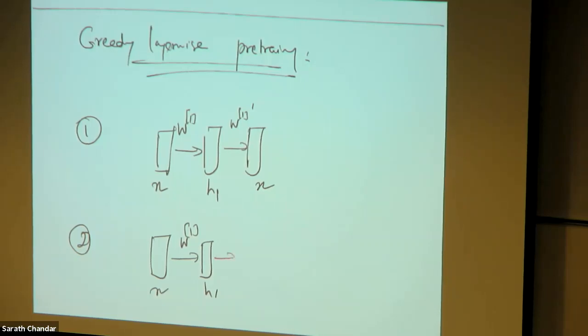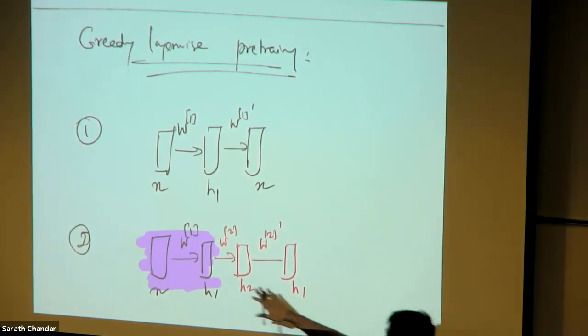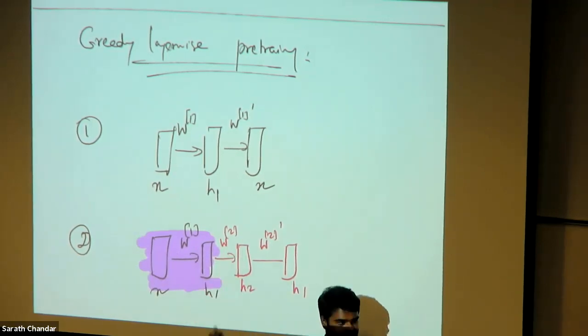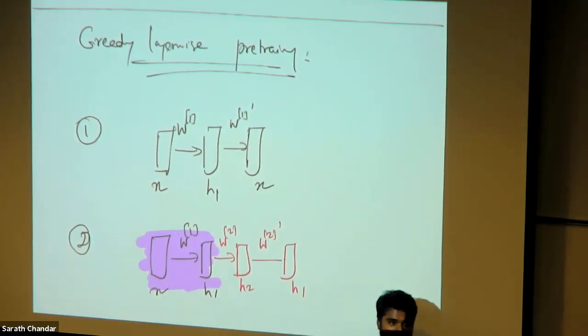I'm going to train a new autoencoder which has H2, and this is W2 dash, and the output is H1. Is that clear? So when I'm doing this, I'm going to freeze this part. In other words, when I compute gradients, I will not compute the gradient with respect to W1. W1 is fixed. So the data comes here, and then I train this autoencoder. Is that clear? Now you see what I'm doing, right?